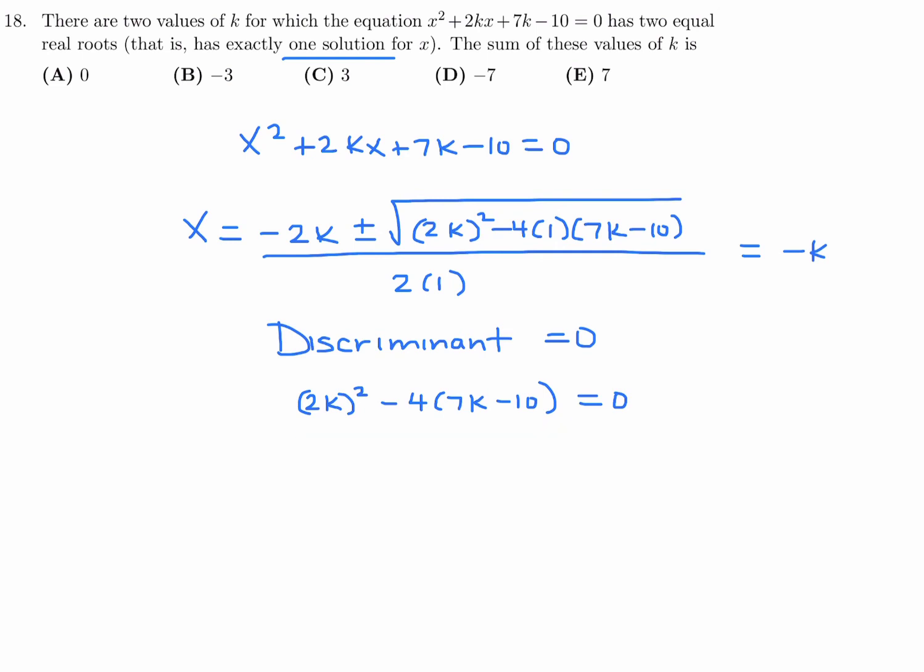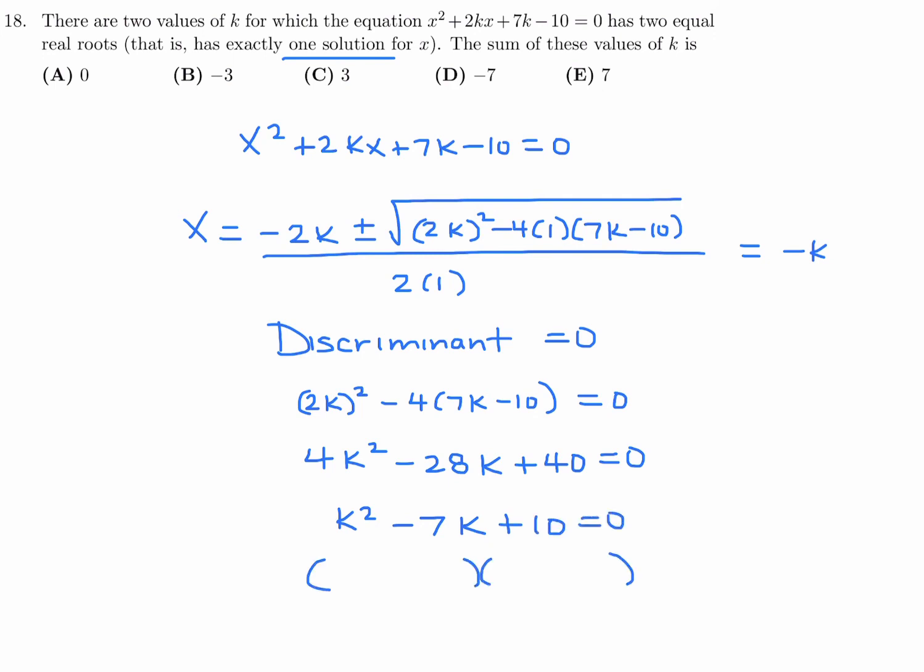Okay, so we got to solve for this. No problem. 4k squared minus 28k plus 40 is 0. Divide through by 4, and you get k squared minus 7k plus 10. And I think this factors. So let's see here. k, 5 to negative. So therefore k is equal to 5 and 2. So we got our values. We got our two values for k, and now they want the sum of those two values. Well, the sum is 5 plus 2, and that is 7. And that's it. Number 18, the answer is E.